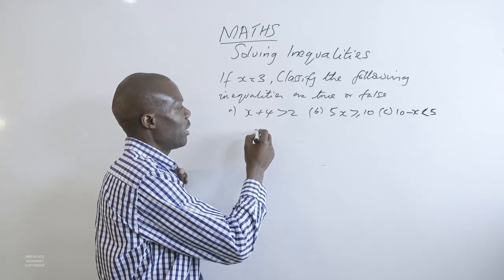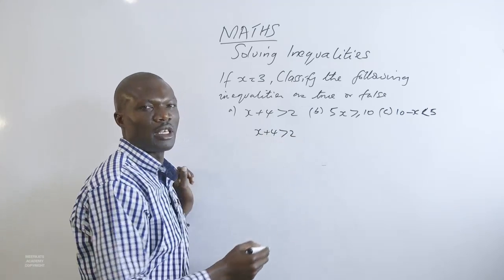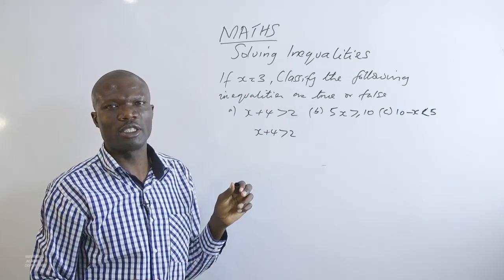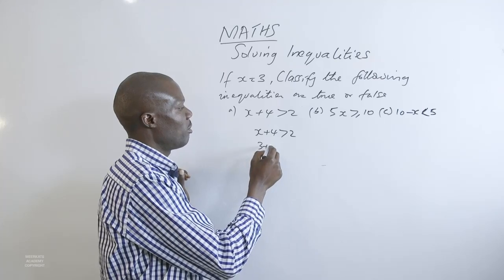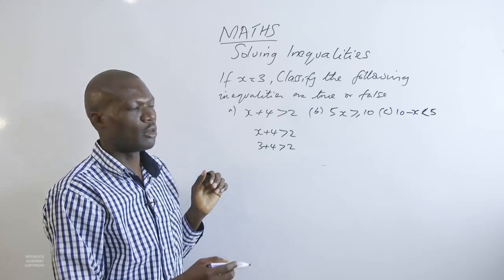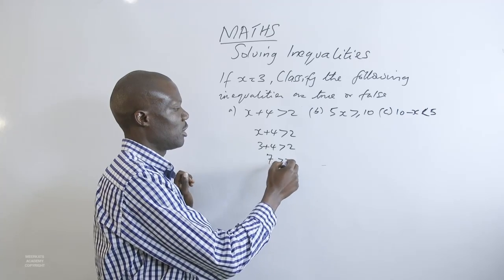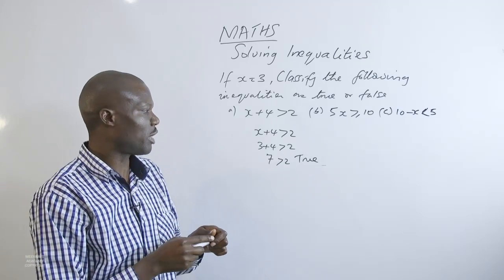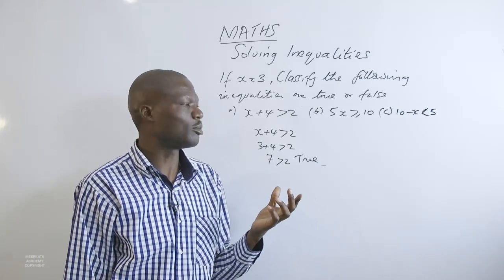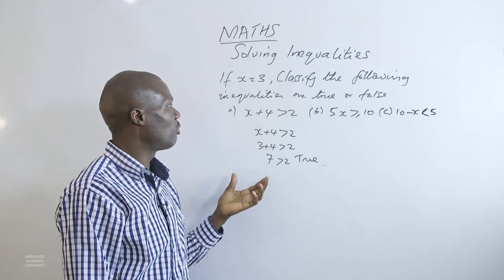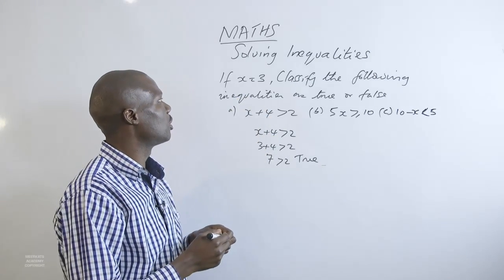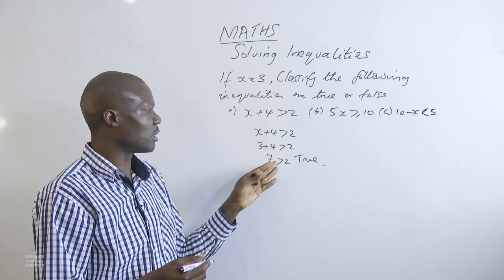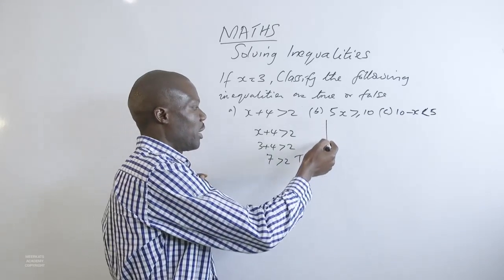So for the first one, x plus 4 is greater than 2, but x is 3, so we substitute there. We have 3 plus 4 is greater than 2, which is 7 is greater than 2. This is true. So we find that the first statement is true for x equal to 3. It proves that the left-hand side is greater than the right-hand side.